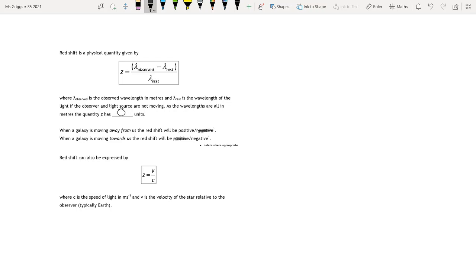And redshift can also be expressed, so there's two equations for redshift, as Z equals v, which is the velocity of whatever's moving, divided by c, which is the speed of light, so 3 times 10 to the 8.